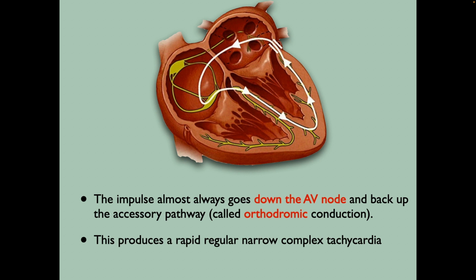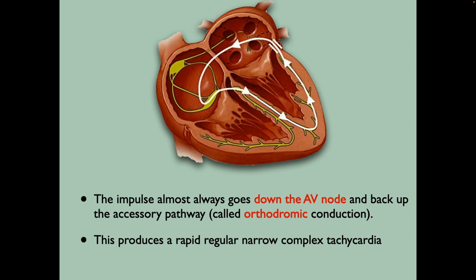Now, most of the time, people with these accessory pathways have no problem. They're in a normal sinus rhythm, and they wouldn't necessarily even know that they have this. But every so often, the conditions are just right for a re-entry pathway to establish itself. And this is what we describe as a macro re-entry, because it's throughout big parts of the heart.